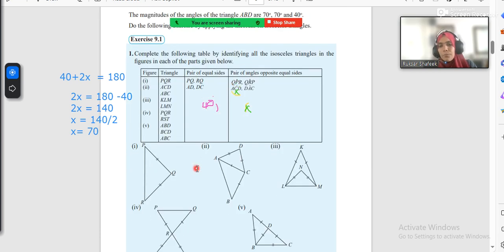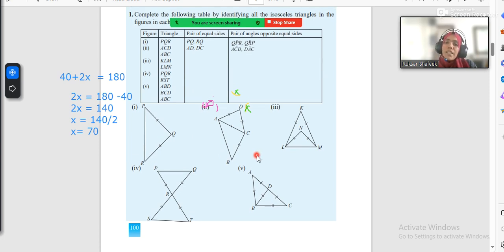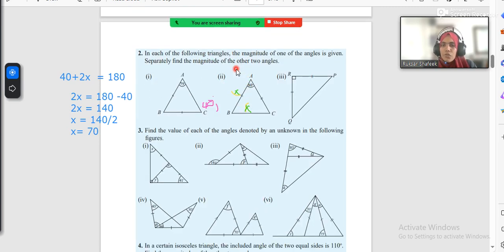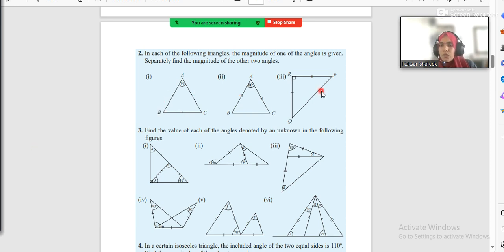On exercise 9.1, question 1 is for you to identify the isosceles triangles and to figure out the pair of equal sides and the angles opposite to them. That's about the first question. In the second question, in each of the following triangles, the magnitude of one of the angles is given. Separately, find the magnitudes of the other two angles. You can mark which sides are equal. Maybe I'll work out one or two questions there just to give you a clear understanding. So let me look at this question.